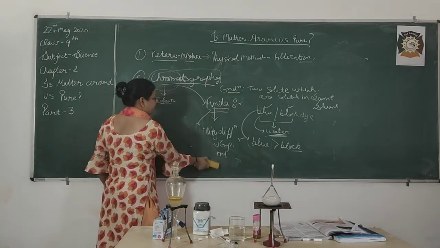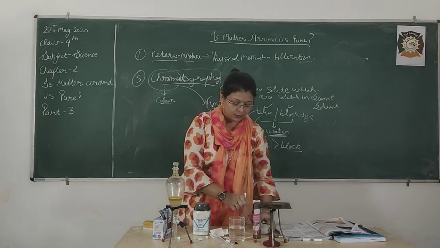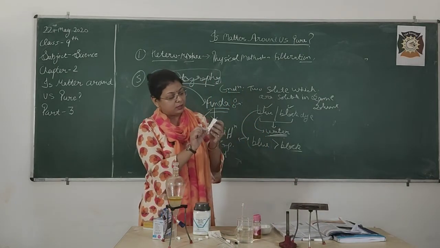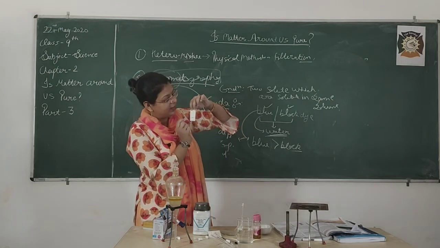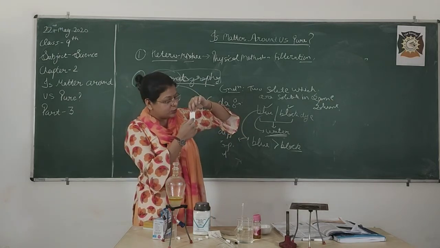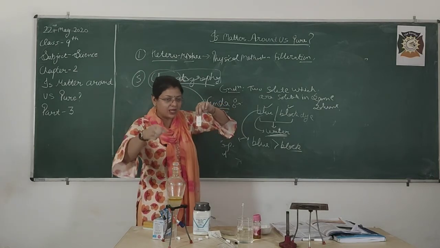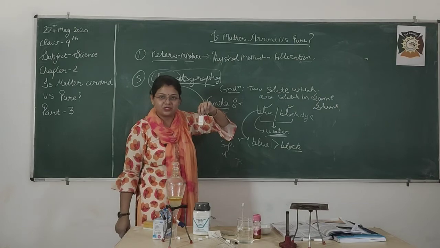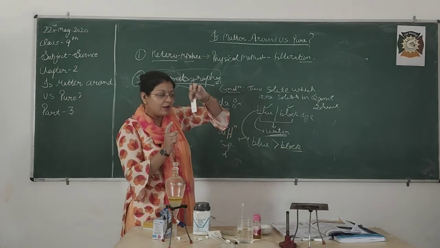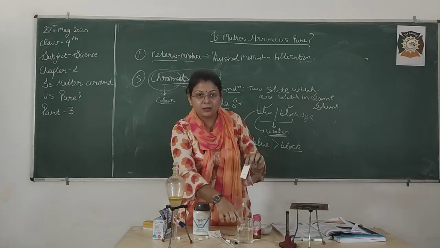So here I am going to show you the setup, okay. Supposedly I just marked a line and put a dot of the mixture of black and blue dye. Firstly I mixed blue and black dye, then from that mixture I put a drop over here. That means this dot contains both the components, blue and black. This is a filter paper strip.